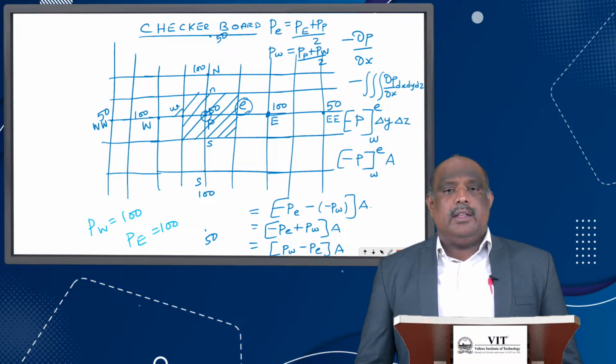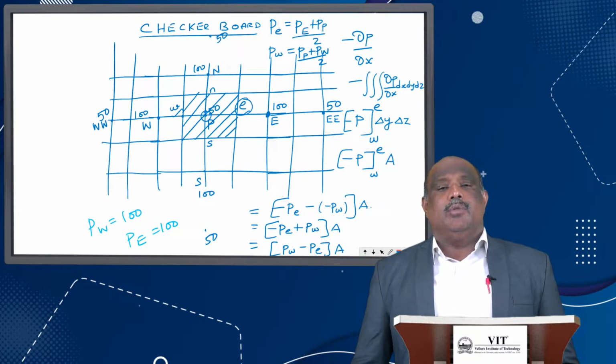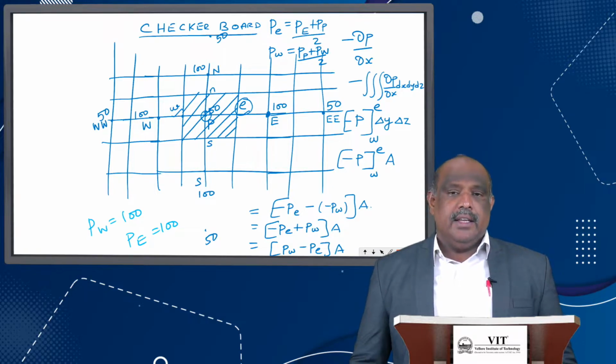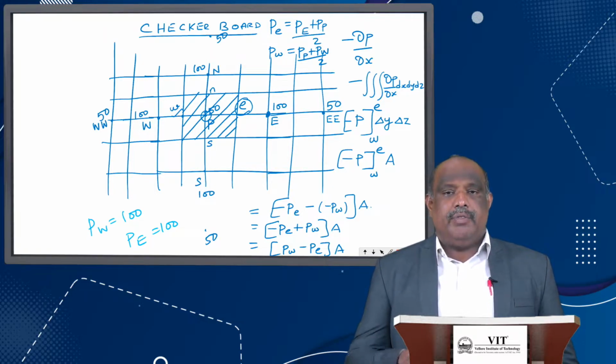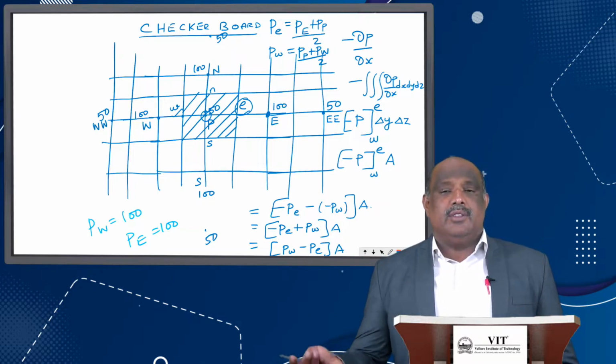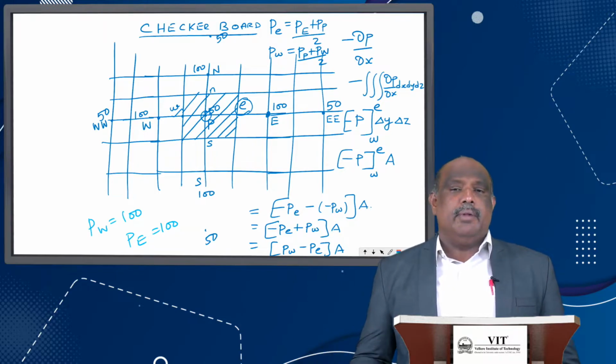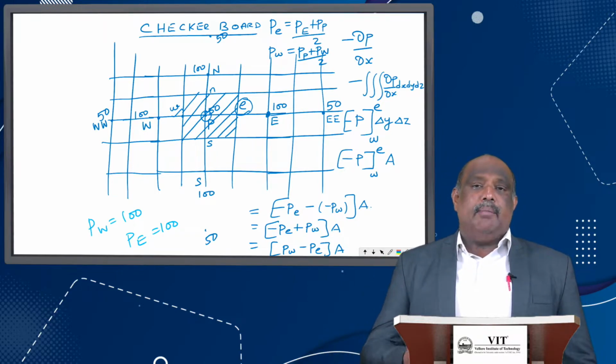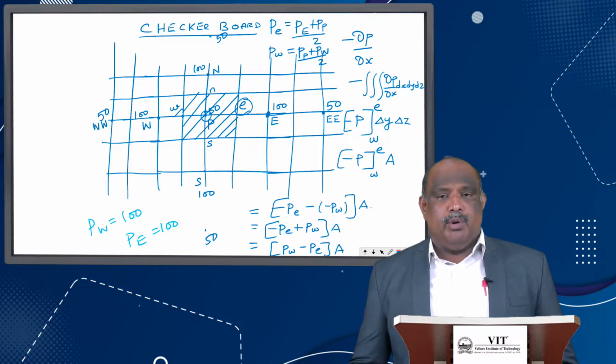So we considered the case of the checkerboard arrangement, where in certain cases the pressure may vary like 50, 100, 50, 100, or it may be 500,000, 500,000, or it can be 10, 0, 10, 0. Any value can be there, but it is going to get repeated like black and white squares on a checkerboard or chessboard.